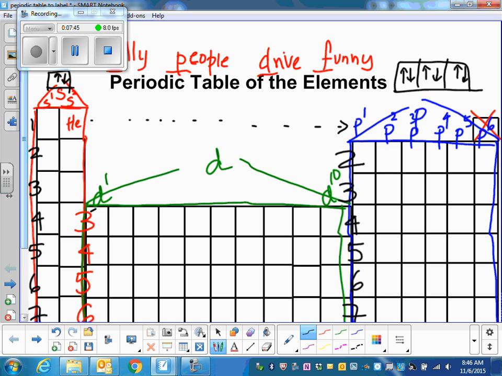How many total electrons can go into D? So how many boxes do you think you will draw for D? 5. Alright? For D, there are 5 boxes. 1, 2, 3, 4, 5. And they will occupy the D boxes one at a time before they double up.